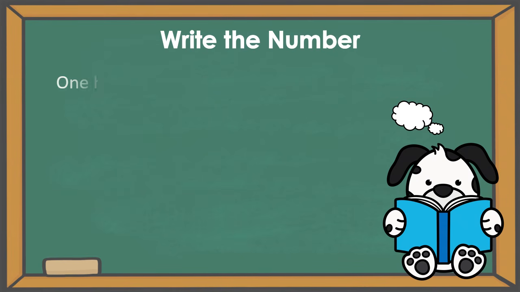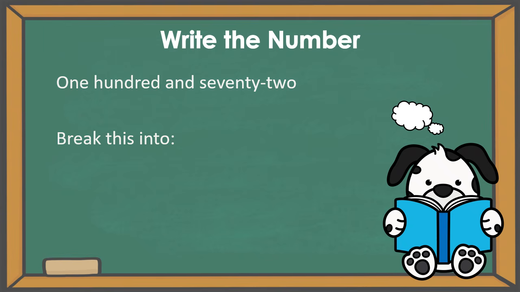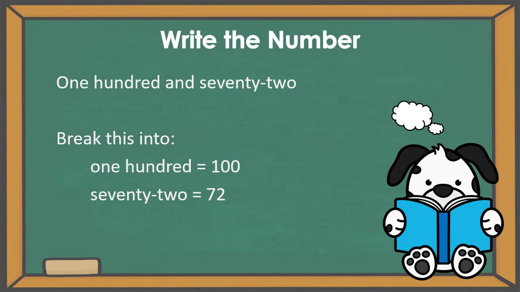Another example is 172. This is the number name and we have to write the number. We again break this into two parts. The first part is 100 and for this we will write 100. The second part is 72 and for this we will write 72. So the number becomes 172.